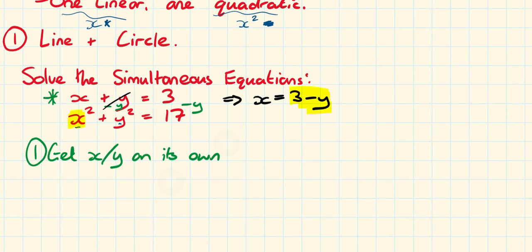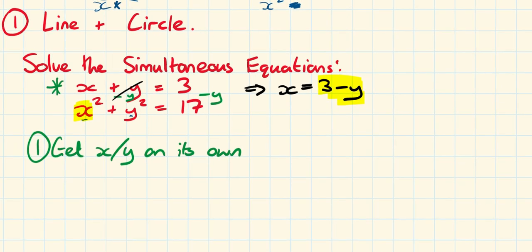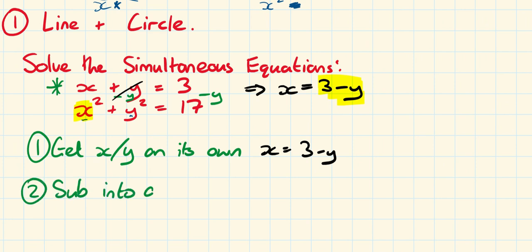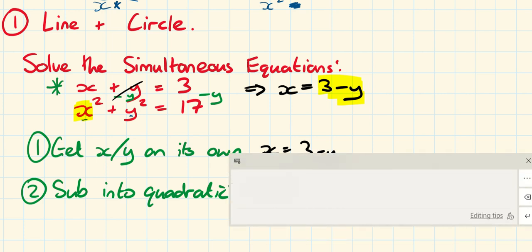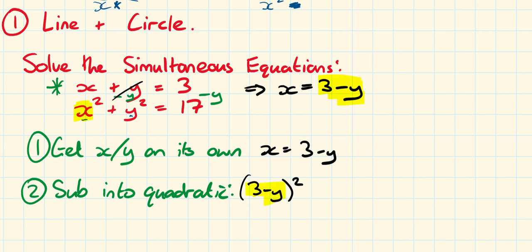And you see, we also have an x in this one here. So that means we are able to now sub it in. So we've got x equals 3 minus y here. And the second thing you do is sub into quadratic. Okay, or sub into the circle, maybe it's more accurate. But anyway, what you end up with is 3 minus y squared. So you've subbed in for x. That's the same thing here. Subbed in 3 minus y squared. Then plus y squared equals 17.